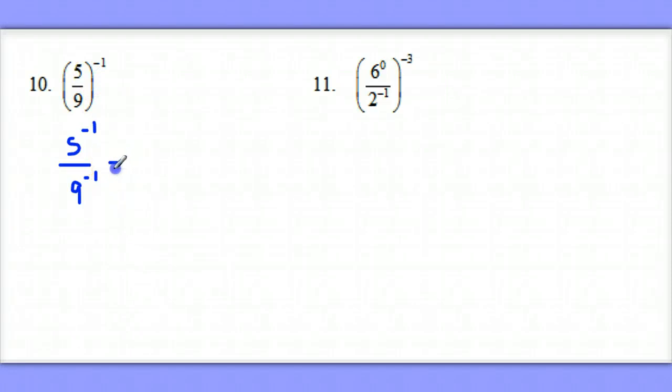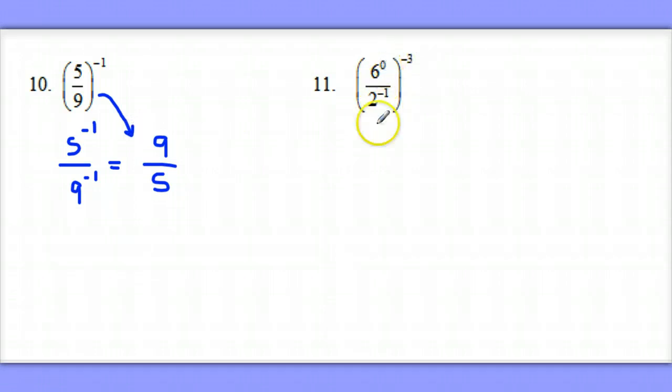In order to make a negative exponent positive, if it's in the numerator, we put it in the denominator. And if it's in the denominator, we put it in the numerator. So if you think about it, if I have a fraction to the -1 power, it's simply saying just take the reciprocal.